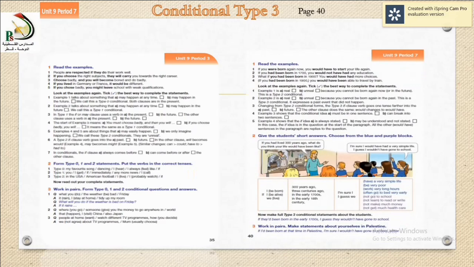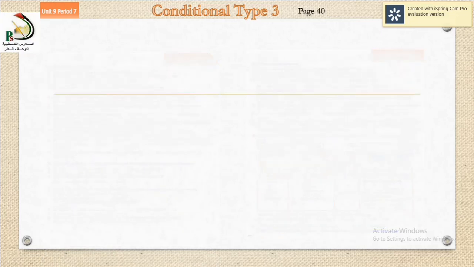And here in period number 7, we are going to start with type 3 conditional. Now, how is it different from type 0, 1, and 2 conditional? It is something very, very simple. I'll tell you later.